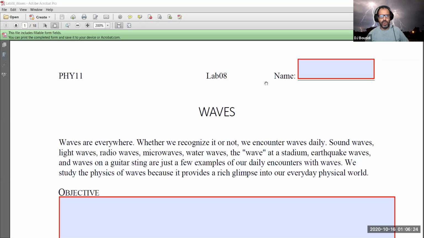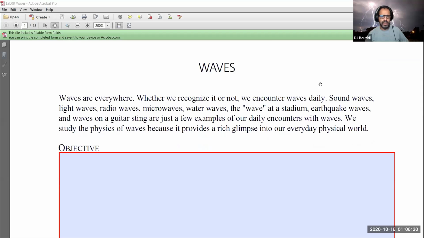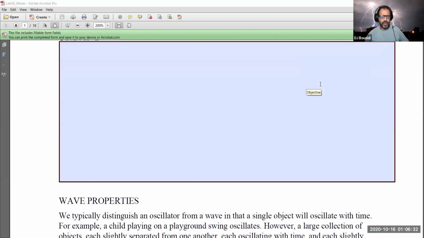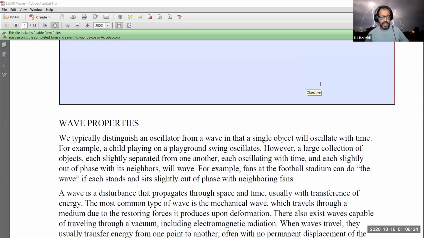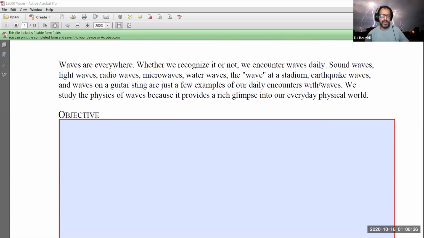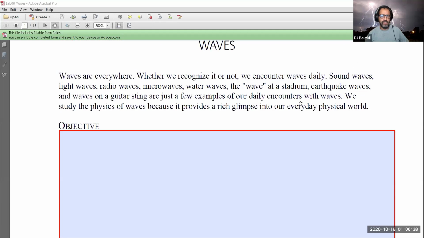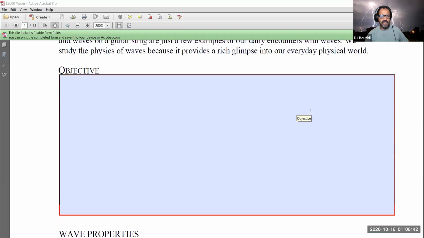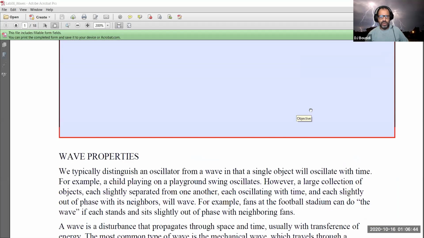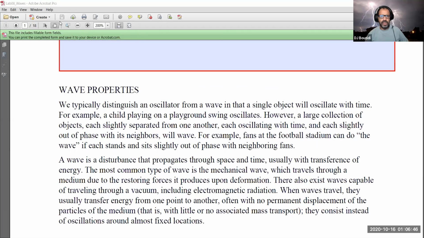So again, it's all about waves. Don't forget your name. When you see a red thing in here, that is a required field. This is also required, the objective. Please don't start with the objective right away. I know in here it talks about daily things and waves and things like that. That is not your objective. Your objective is after you read this, it's divided into different sections, as you can clearly see.